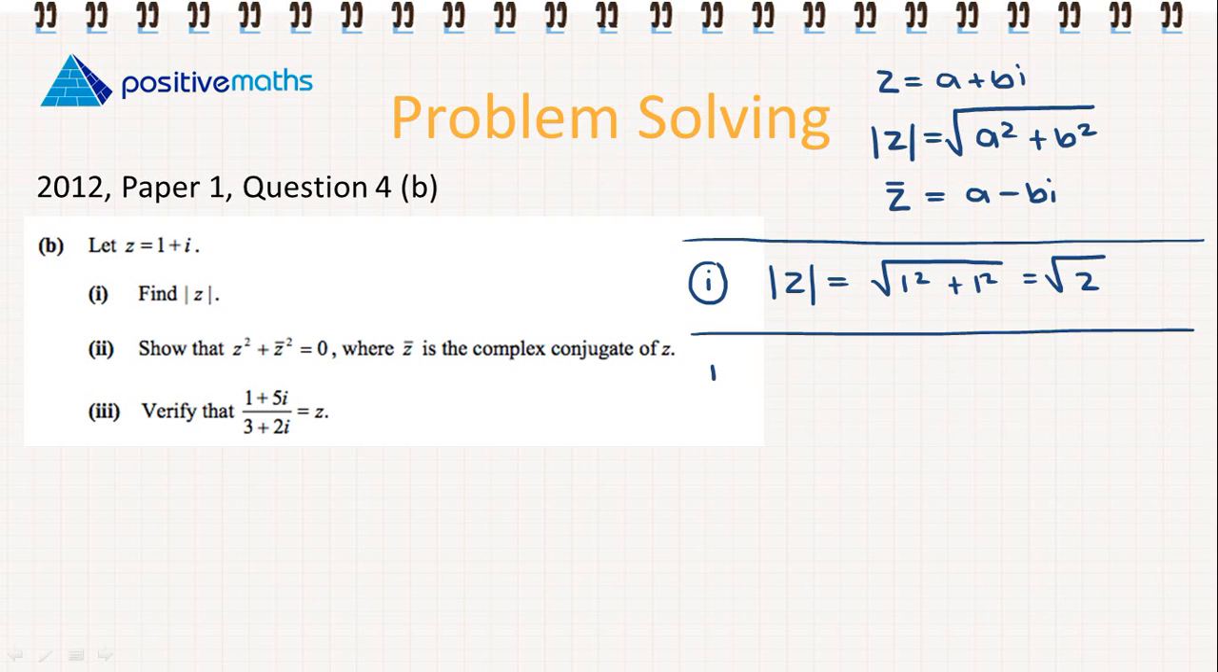So then for part 2, they ask us to show that z squared plus the conjugate of z squared is equal to 0. So first we're going to identify what the conjugate of z is. If z is equal to 1 plus i, then the conjugate of z is going to be equal to 1 minus i.